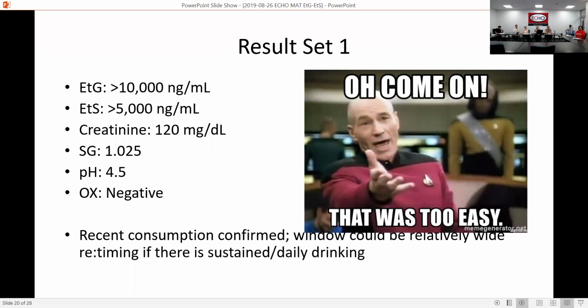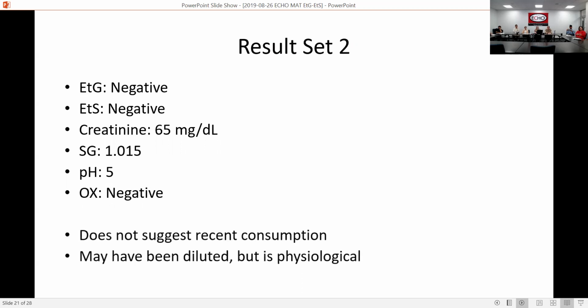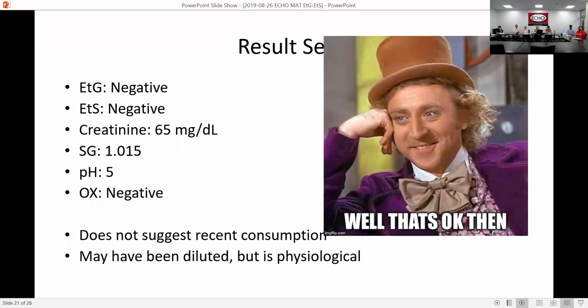So that was way too easy. We'll go on to the next one. EtG neg, ETS neg, creatinine above 50, specific gravity physiological, pH acidic, and oxidants neg. Pretty clear negative, right? So it does not suggest recent consumption. It may be a little bit dilute, but it's not too bad. So this is not unusual for us.